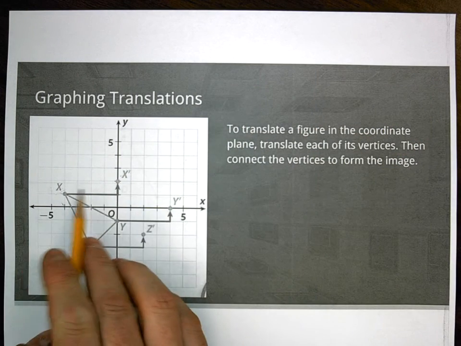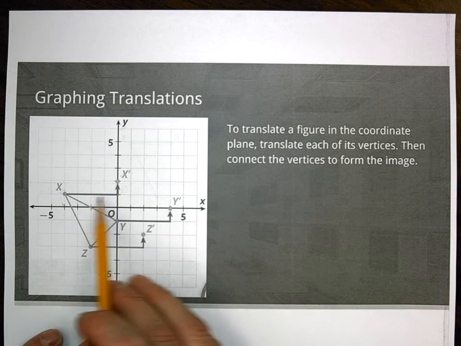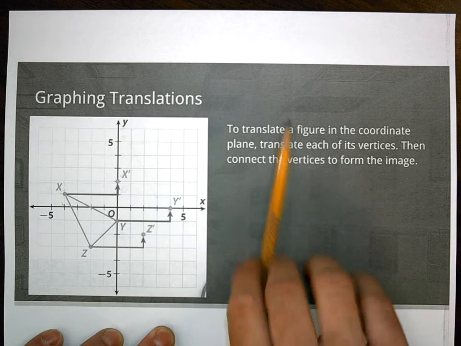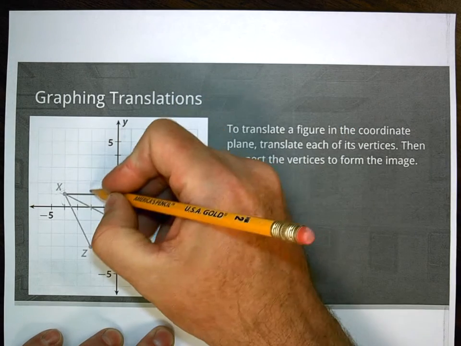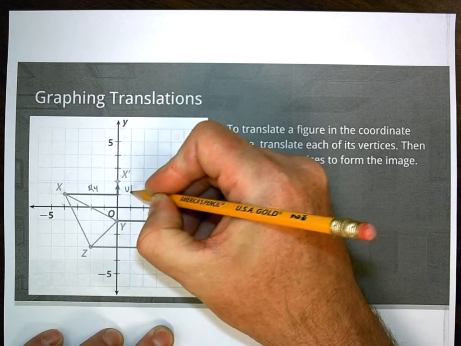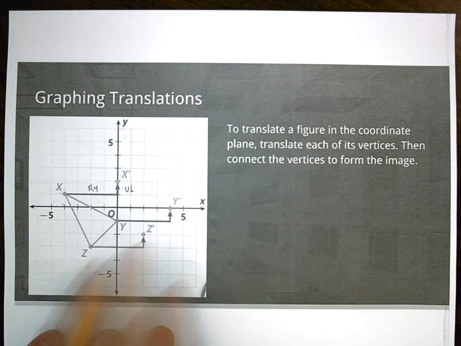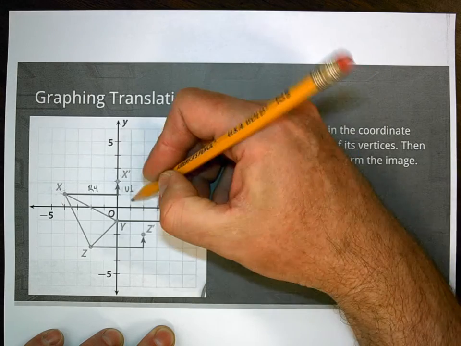And to the right, we're always going positive. Remember, positive runs this way. So this is a positive translation. So here it goes, 1, 2, 3, 4. So it's right 4, and it goes up 1. So this translation is actually right 4, up 1. Once I've got the figure there, I would just connect the vertices.